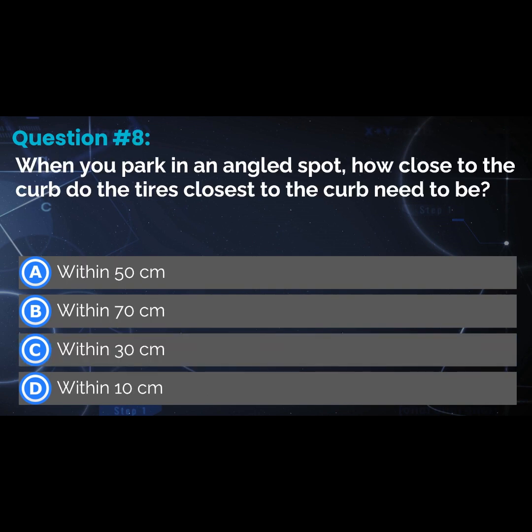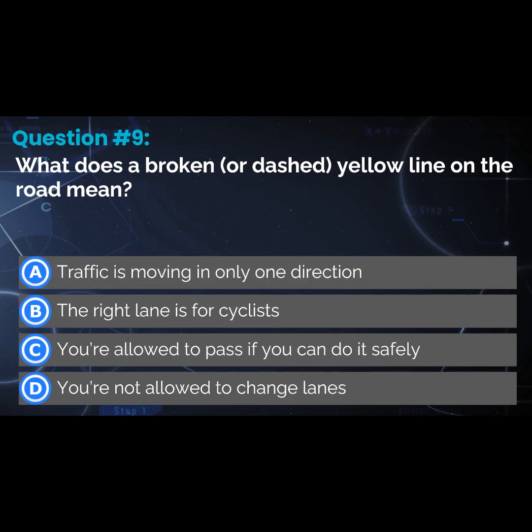Question 8. When you park in an angled spot, how close to the curb do the tires closest to the curb need to be? A. Within 50 centimeters. B. Within 70 centimeters. C. Within 30 centimeters. D. Within 10 centimeters. The correct answer is A. Within 50 centimeters.